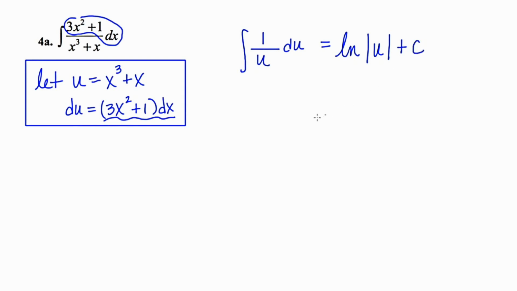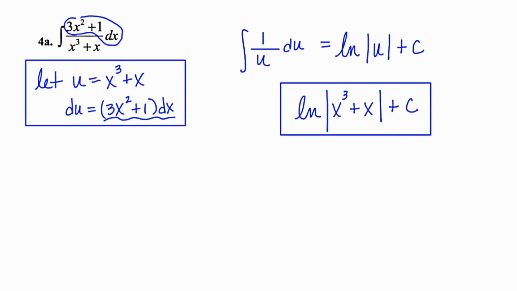And then I need to back substitute in and say the natural log of the absolute value of x cubed plus x plus c. And that's it. That's all there is to it. Look at your denominator and hope that its derivative occurs in the numerator. Let's go on to example 4b.